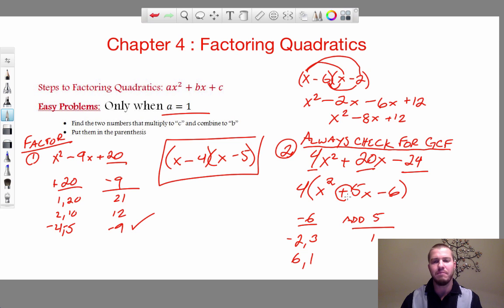Well, because this is a positive 5, I want the larger number to be positive. So this is going to be a negative 1, positive 6, and that will combine to be positive 5. So then I can go and put it in parentheses, x plus 6, x minus 1. This is not the factored form of my original though, because I have to remember my GCF that I factored out, and I put that here. Now that's the factored form.